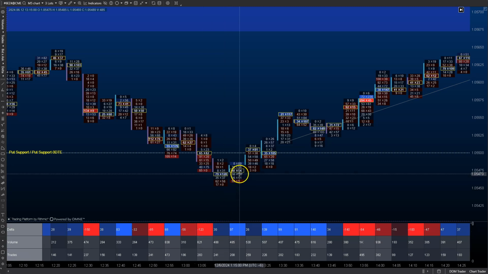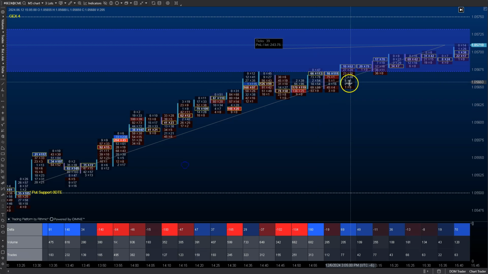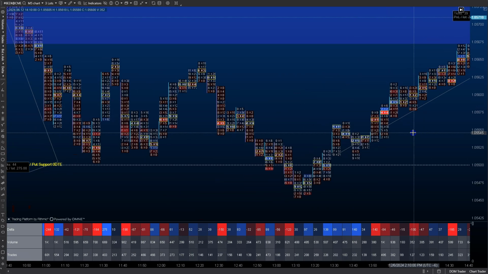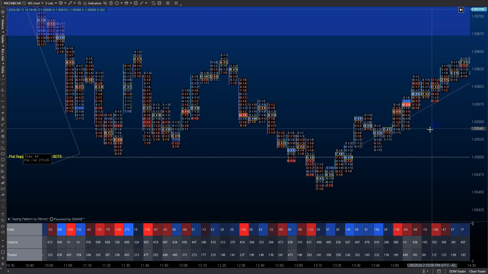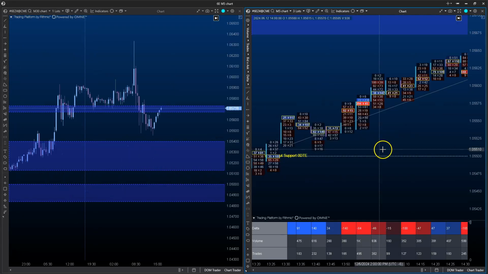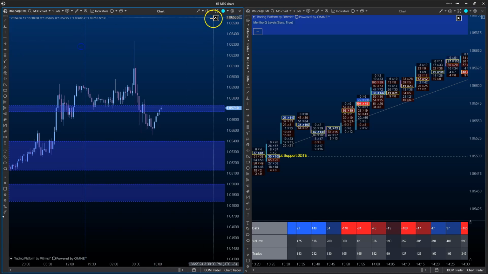You have a 30 delta. 97, 26, 139, 99, 91, 140. And off we go to the races, right back up for 39 ticks. And this trades at $6.25 a tick. So guys, multiple opportunities using a professional trading platform.